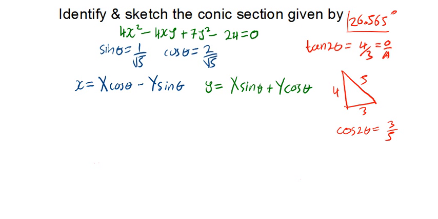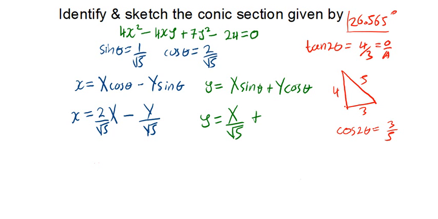Okay, so you need to come here and say, what am I going to get for x? x is going to be equal to x cos theta. What's my cos theta? It is 2 over the square root of 5. Then that will be multiplied by x, minus, what's our sine? It is 1 over the square root of 5, so just y divided by the square root of 5. Then your y will be equal to, what's your sine? It is that, so this will be x over the square root of 5, then plus cos theta, which is 2 over the square root of 5, multiplied by uppercase Y, like that.